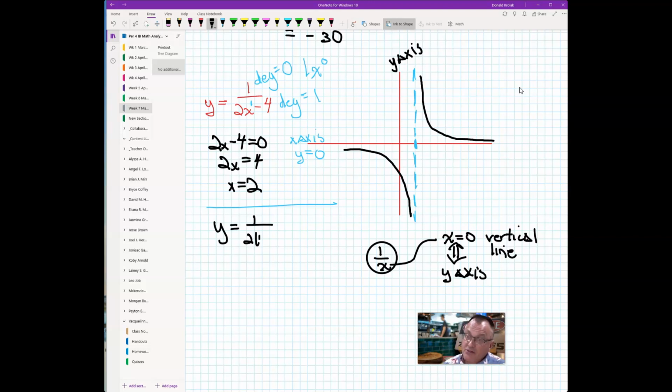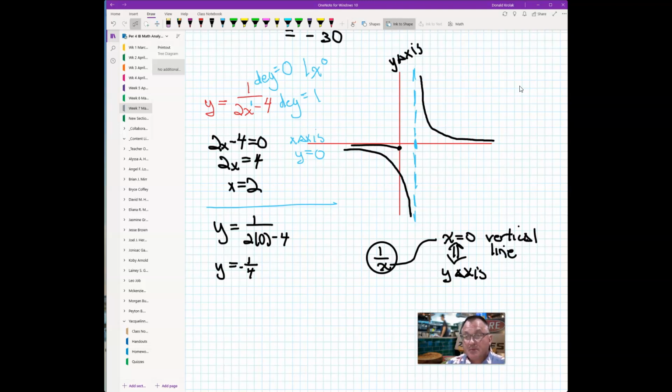So I got 2 times 0 minus 4. So the y-intercept is going to be negative 1/4. Okay, so this curve right here would actually go through negative 1/4. So I didn't do a really good job there.